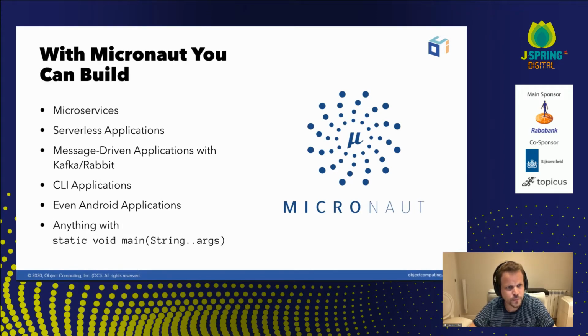And with Micronaut, as I mentioned, you can build microservices and serverless applications, but you can also build a whole different types of applications. So you can build, for example, completely headless message-driven applications that just listen to Kafka streams or RabbitMQ queues. You can build command line applications. You can even build Android applications with Micronaut, as we support Java 8, and because we don't use reflection, it works well on Android. Pretty much anything with a static void main you can build with Micronaut.